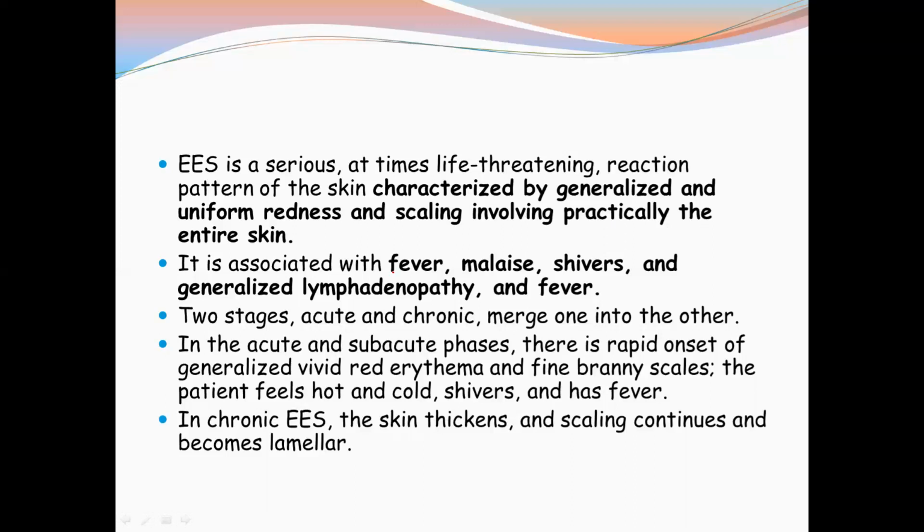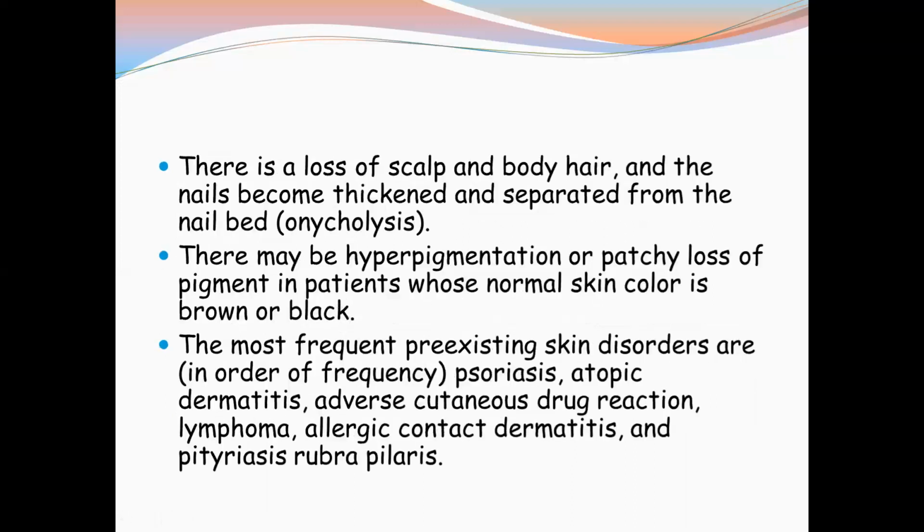In chronic EES, the skin thickens and scaling continues and becomes lamellar. Then there's a loss of scalp and body hair, and the nails become thickened and separated from the nail bed, which we commonly call onycholysis. There may be hyperpigmentation or patchy loss of pigment in patients whose normal skin color is brown or black.